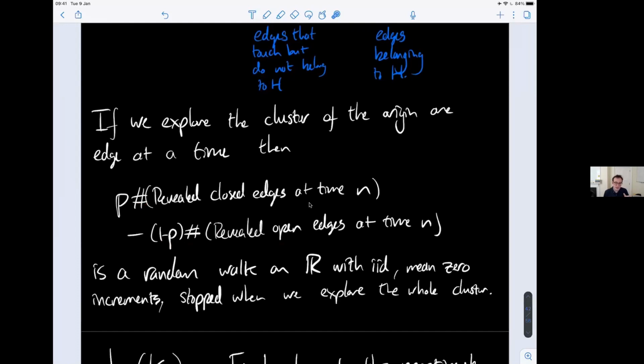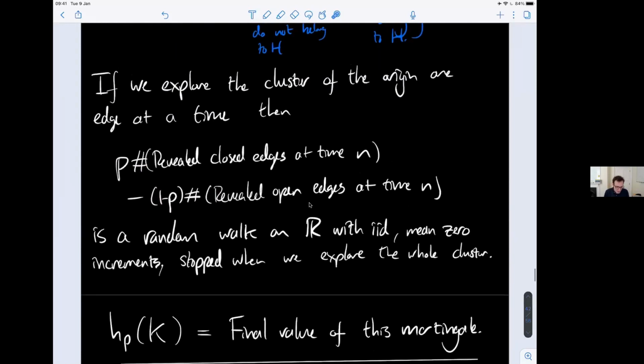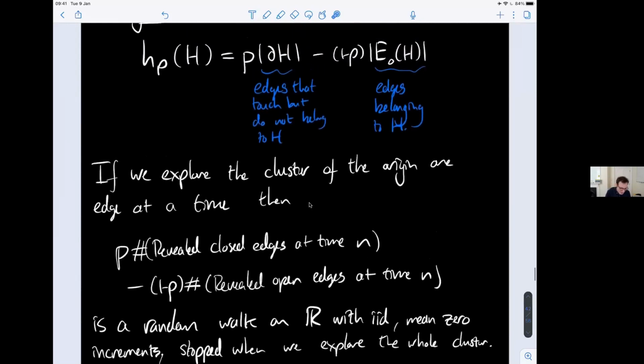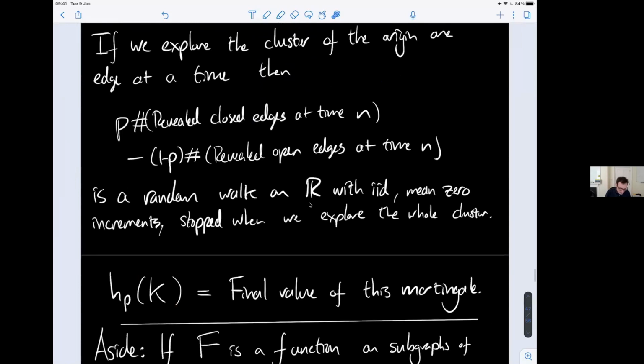So in particular, it's just a random walk on the real numbers with IID mean zero increments, right? These factors of p and 1 minus p are exactly what you need to make it mean zero. And it's just a random walk, and you can compute the cluster at the origin in terms of it, and then you stop the random walk when you've explored the whole cluster, if it's finite. Otherwise, this will just continue forever. And so again, this is a martingale that's stopped when you explore the cluster, and the fluctuation of the cluster is exactly the final value of this martingale.